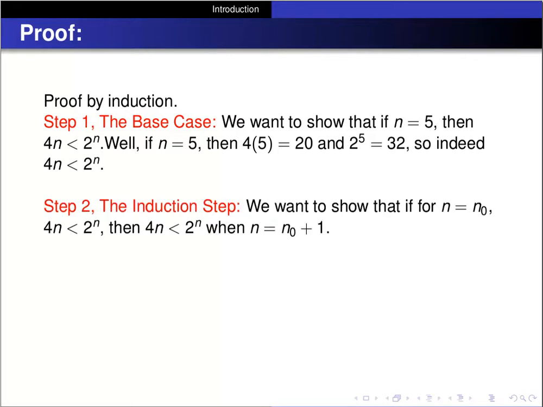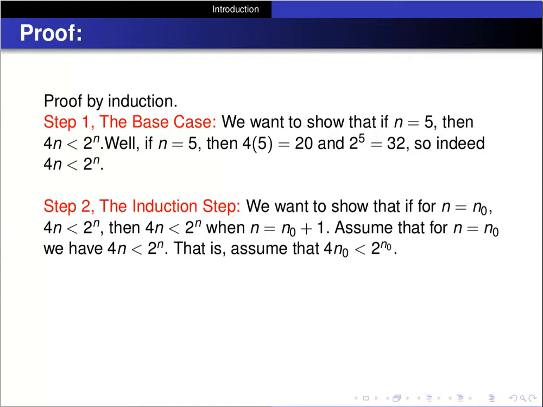Now we go on to the induction step. We want to show that if 4n < 2ⁿ when n = n₀, then 4n < 2ⁿ when n = n₀ + 1. So let's assume that for n = n₀, we have 4n < 2ⁿ. That is, we're assuming that 4n₀ < 2ⁿ⁰. Now 4 is less than or equal to 4n₀, which by our assumption is less than 2ⁿ⁰.